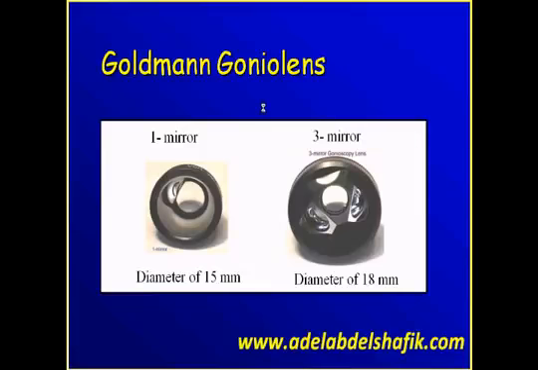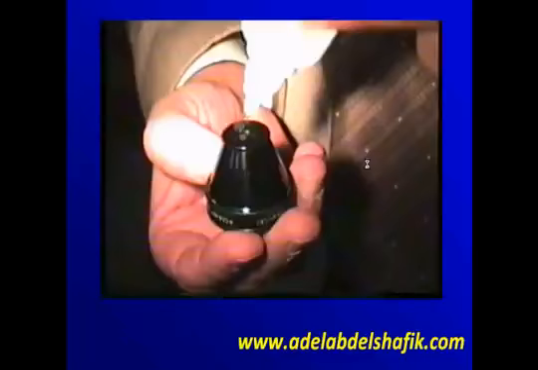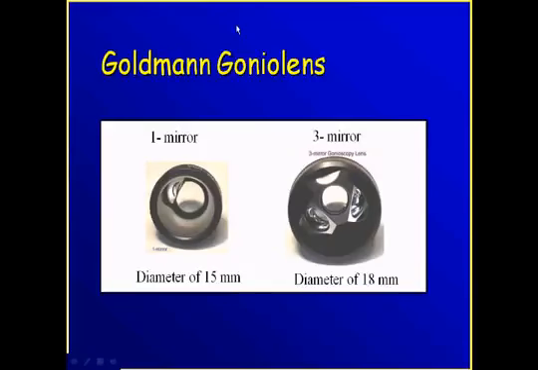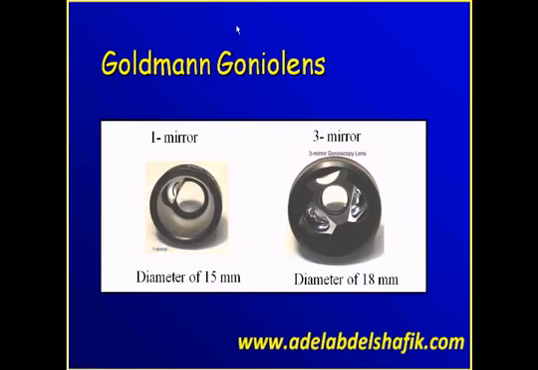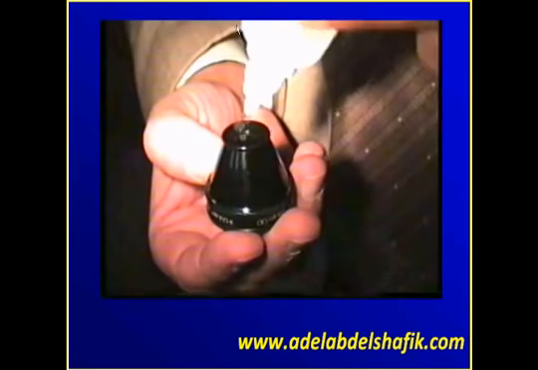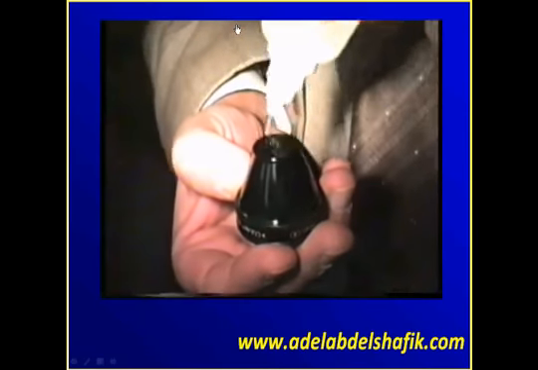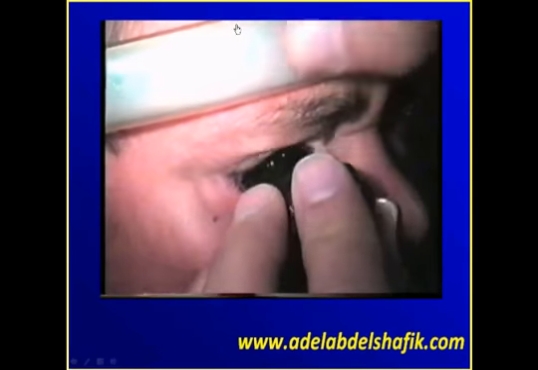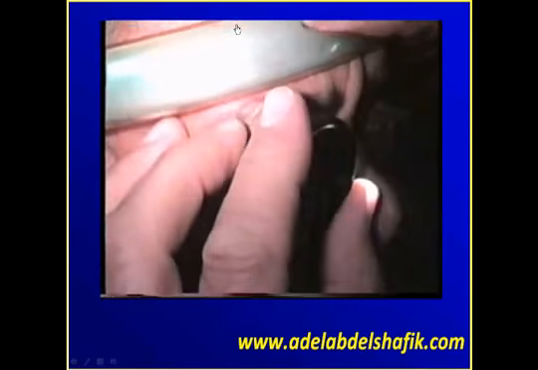We have the Goldmann gonio lens. We have the 3-mirror, the one we are accustomed to use. It has a diameter of 18 millimeters. And there is another, the Goldmann 1-mirror. It has a diameter of 15 millimeters. The Goldmann has a convex surface and a concave surface, so we need to fill it with visco material to avoid having air under the lens.